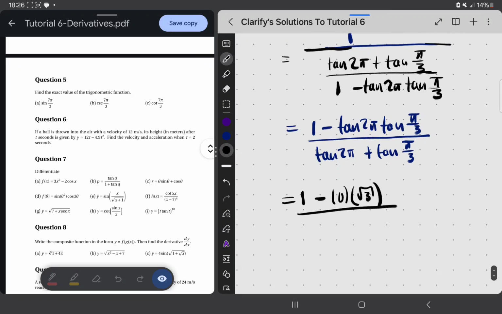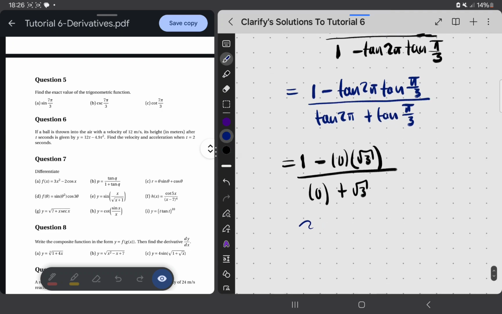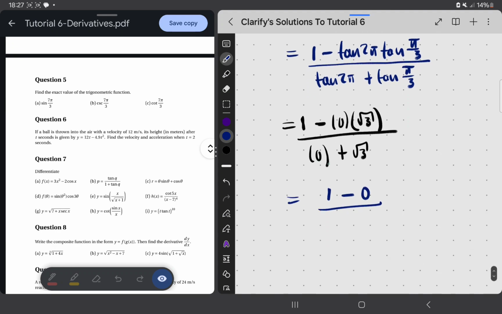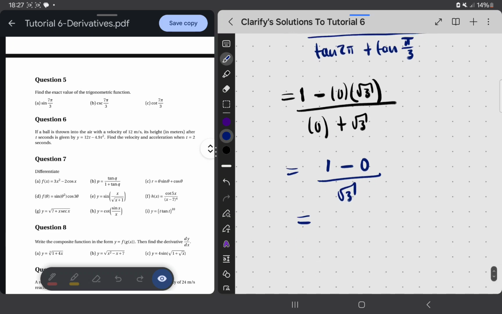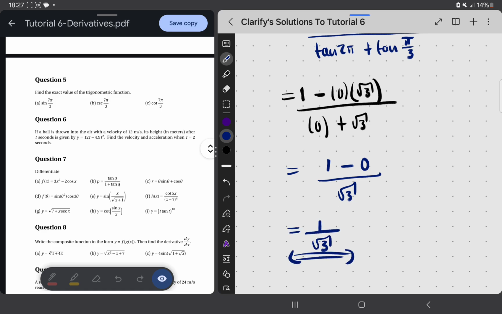Oh, that's a beautiful thing, right? So what is tan 2 pi? We know it's a 0 again. Then it's going to be plus. What's tan pi over 3? We just found it as root 3. So what are we going to now have? This is going to be equal to 1 minus 0 times this, which is 0. When you multiply 0 by anything, it comes out as a 0. Then 0 plus root 3 is going to be root 3. And 1 minus 0 is 1. So it's going to be 1 over root 3. And this is our final solution.